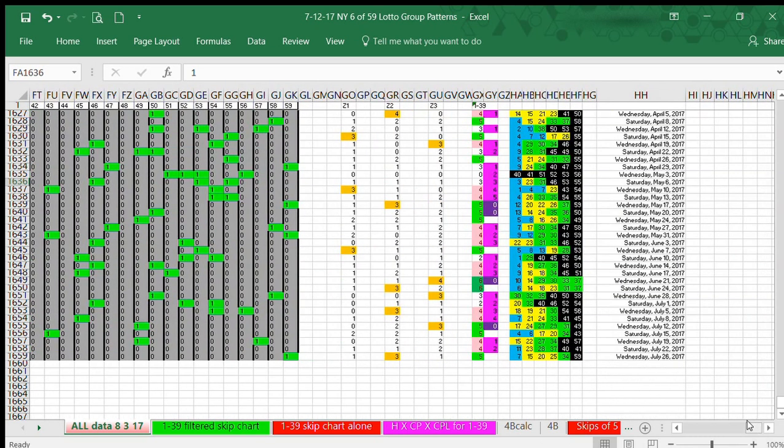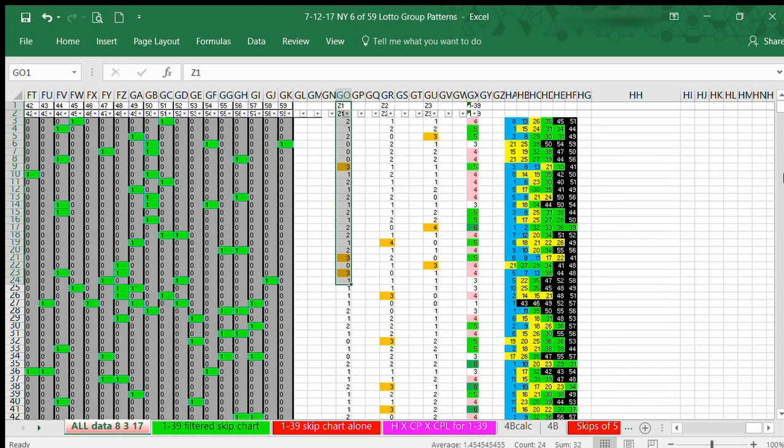Basically what I do is I have Z1 here. This is zone 1, meaning 1 through 13. Z2 is zone 2, meaning 14 through 26. Z3 is 27 through 39. I highlight 1 through 13 in blue here, 14 to 26 is yellow here, and the green is 27 through 39. Anything over 39, 40 and above, is this black here.